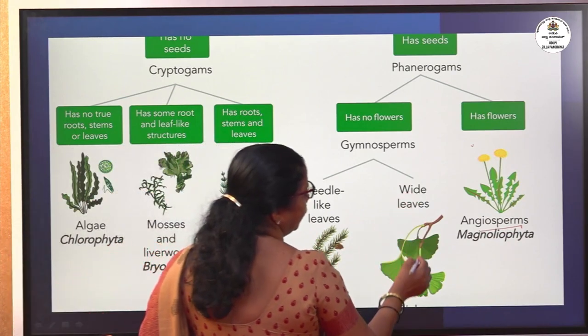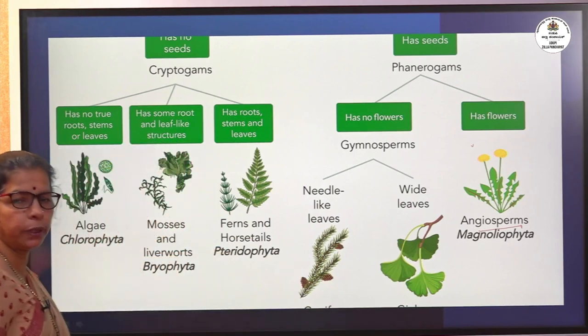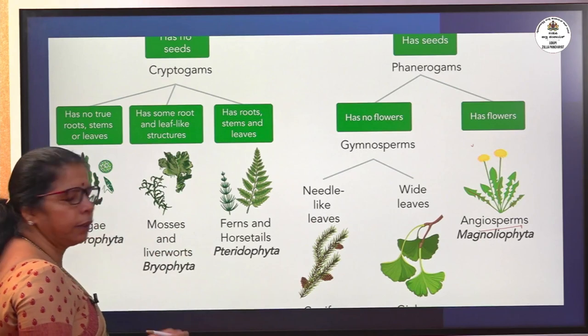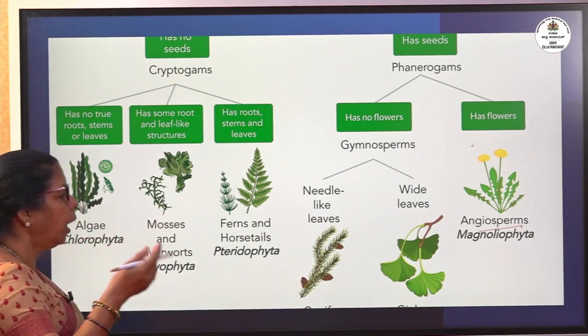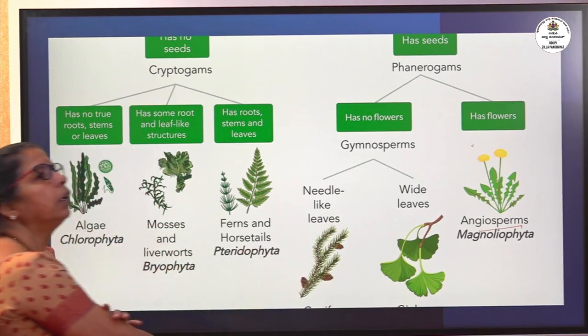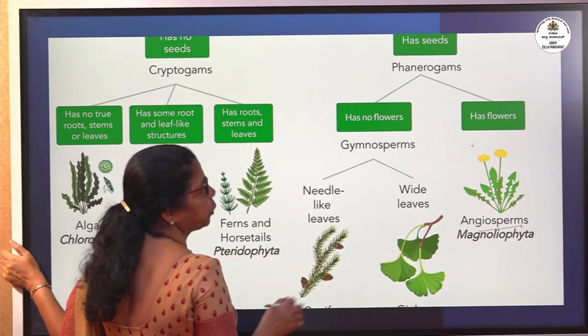And then in the case of Gnetum and Ginkgo, there will be fan-shaped leaves. This is Ginkgo, so wide leaves are there. In these, there will be a thick cuticle and also sunken stomata. These are some of the xerophytic adaptations exhibited by gymnosperms.